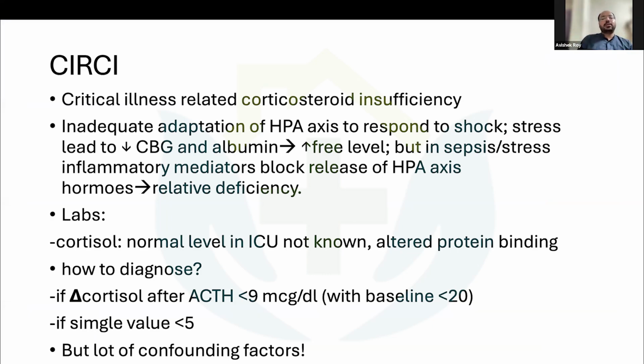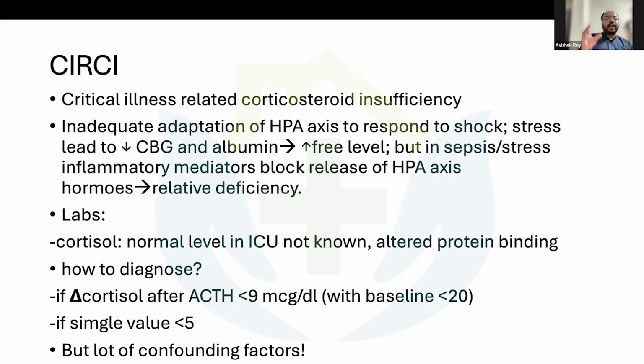So when you suspect it, you can send labs just like we have discussed about Addison's. We send the serum cortisol levels, we send the ACTH levels, but first and foremost, the normal cortisol, which is normally 5 to 24 microgram per deciliter, does not hold true here because you don't know the exact level of cortisol that should be present in your blood when you are undergoing a stress. So normally it is higher. So in an ICU patient, it should be in the range of 50 to 60, which is higher than normal. But still, if the needed response is less than what it should be, it can be called CIRCI.